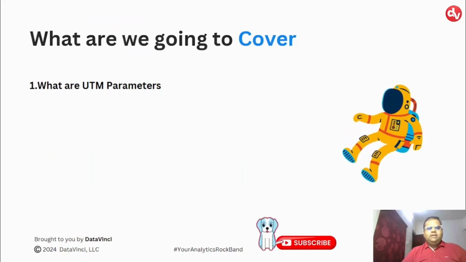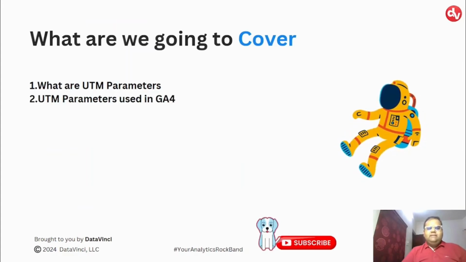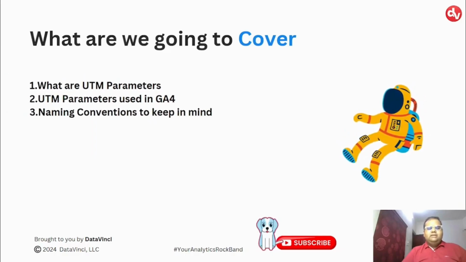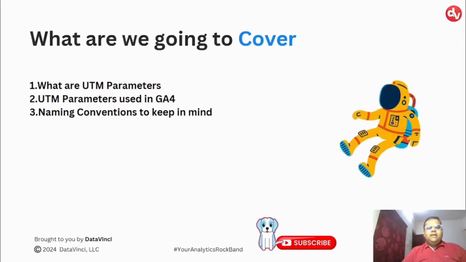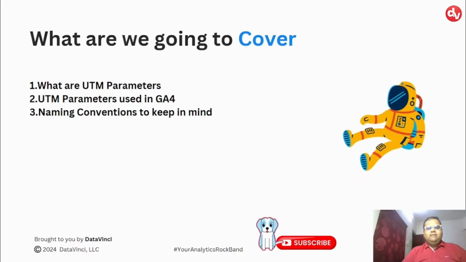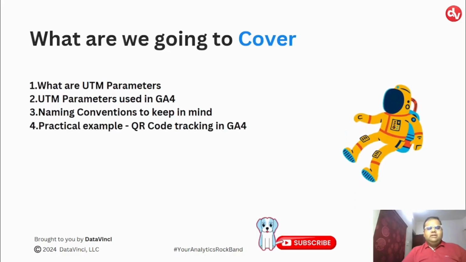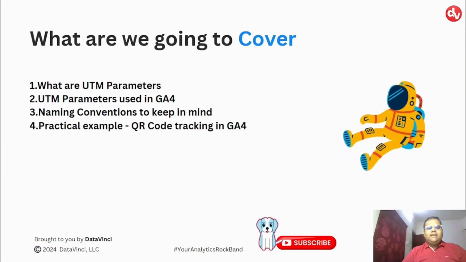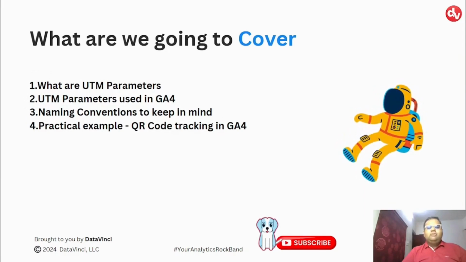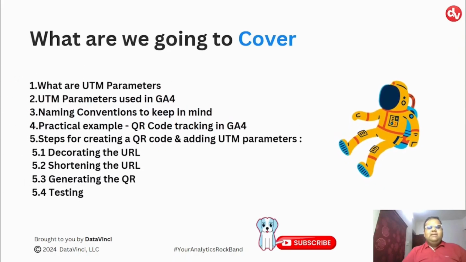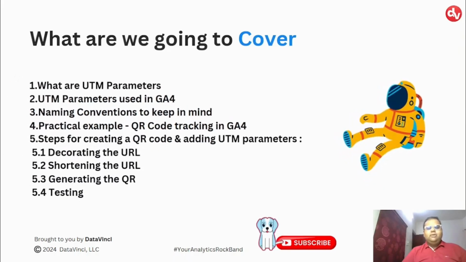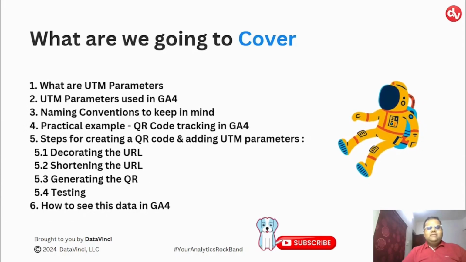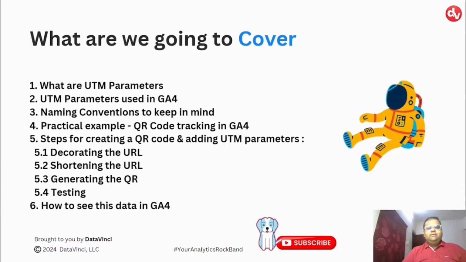Firstly, we will see what are the UTM parameters. Then we'll discuss the UTM parameters that are used in GA4. Then we will cover what are the naming conventions that should be kept in mind while adding the UTM parameters. Then we'll see the application of UTM parameters through a practical example using QR code tracking in GA4. Then we'll discuss the steps for creating a QR code and adding UTM parameters to a link. And finally, we will see how to see this data in GA4.